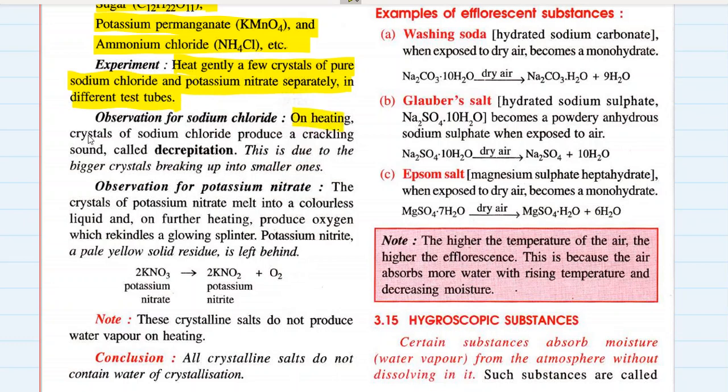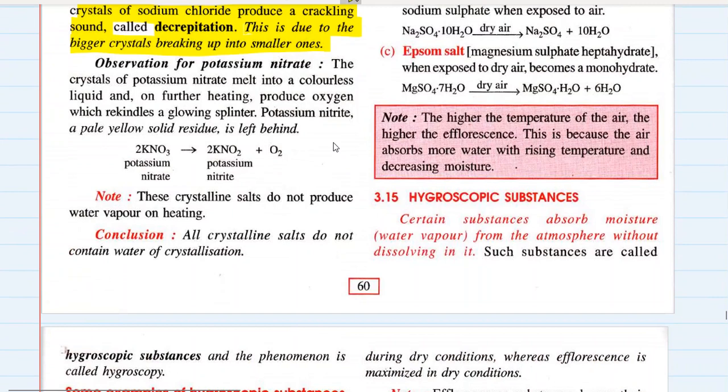On heating, crystals of sodium chloride produce a crackling sound, and this crackling sound, or the process of breaking up of sodium chloride crystals, is known as decrepitation. This is due to the bigger crystals breaking up into smaller ones. What happens with potassium nitrate? The crystals of potassium nitrate melt into a colorless liquid and on further heating produce oxygen, which rekindles a glowing splinter. Potassium nitrite, a pale yellow solid residue, is left behind.